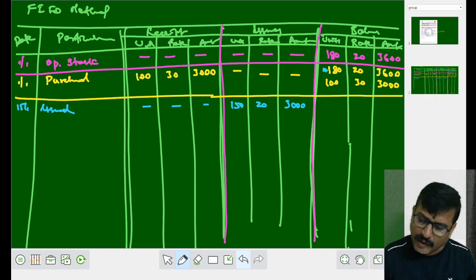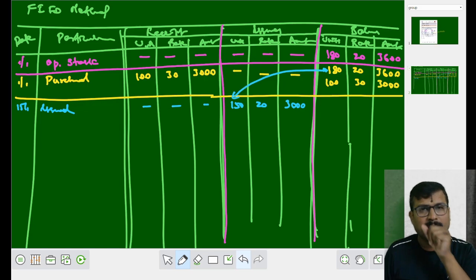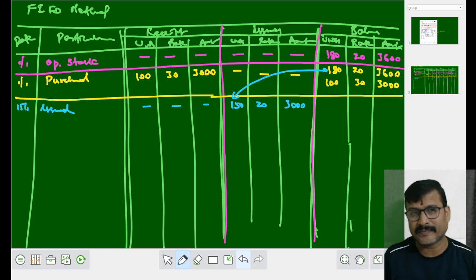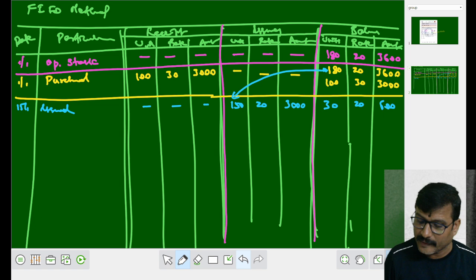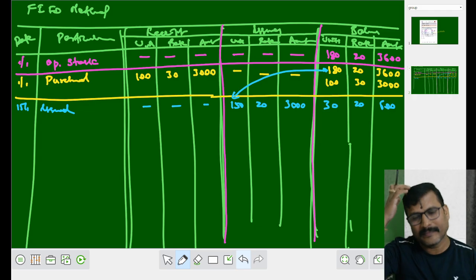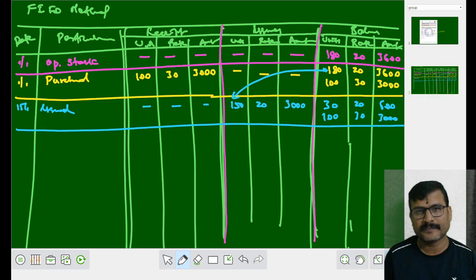See, out of 180, how many units did you give? You gave 150 units. Then how much is left out? Another 30 is left out. Write 30 units, the rate remains the same at 20, 30 into 20 comes to 600. Did you understand what I told? Out of 180, 150 you gave, 30 is left out, rate of 20 remains the same, it comes to 600 rupees. Second lot you have 100 at 30 rupees, it comes to 3000. Now we have to close it off.